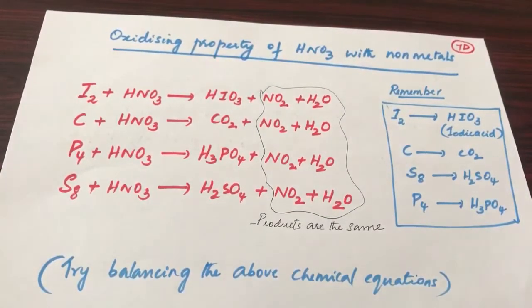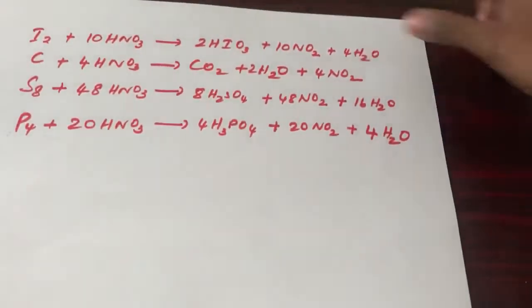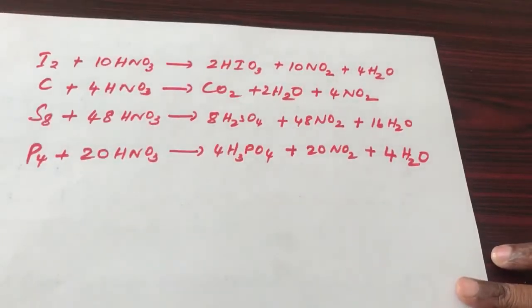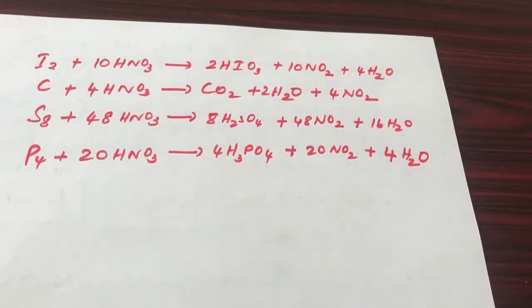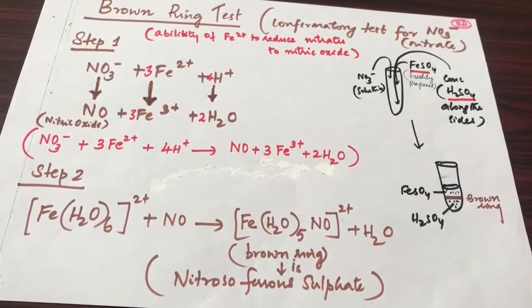Okay. Now try balancing the above chemical equations too. If you can balance, stop the video here and try to balance the chemical equations. I have balanced it here, and you can take it down. See, this is the balanced chemical equation for the oxidation of non-metals with HNO3. Okay, now we have come to the last portion of the nitrates, the compounds of nitrogen and all, and now we pass on to phosphorus in the next slides.